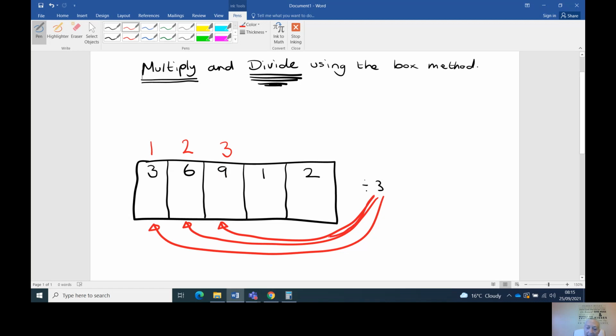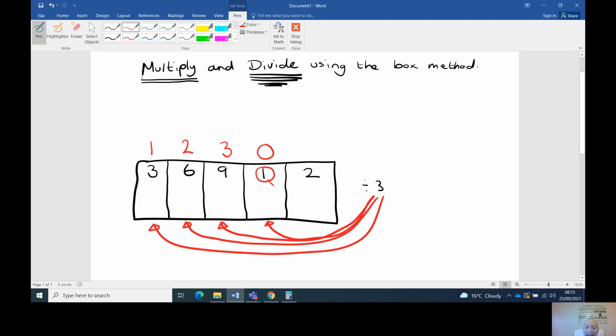Next one. 3 into 1. Oh, I am not going to fit 3 people on one chair. It's not going to happen. Okay, so 0 times 3 is 0. So I've still got that 1 left. It's still there.